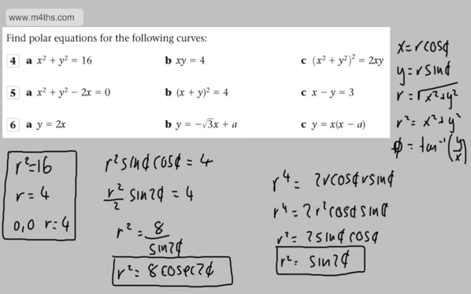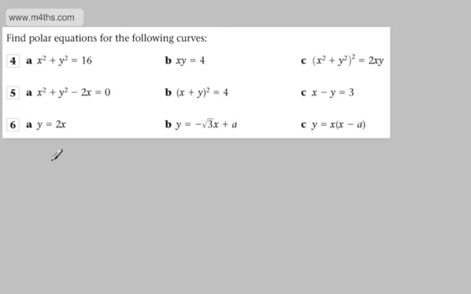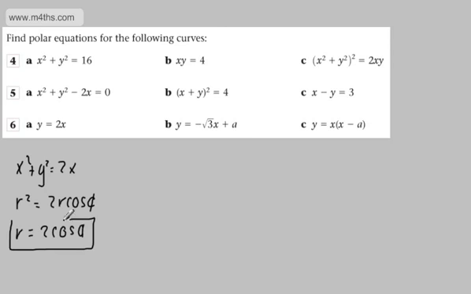Right, let's have a look at the next one. x squared plus y squared minus 2x. Well, let's write this now as x squared plus y squared is equal to 2x. x squared plus y squared is r squared. x is r cos theta, so we have 2r cos theta. And then dividing through by r, we're going to get r is equal to 2 cos theta. Okay, and that will give us another circle. So that's fairly straightforward.